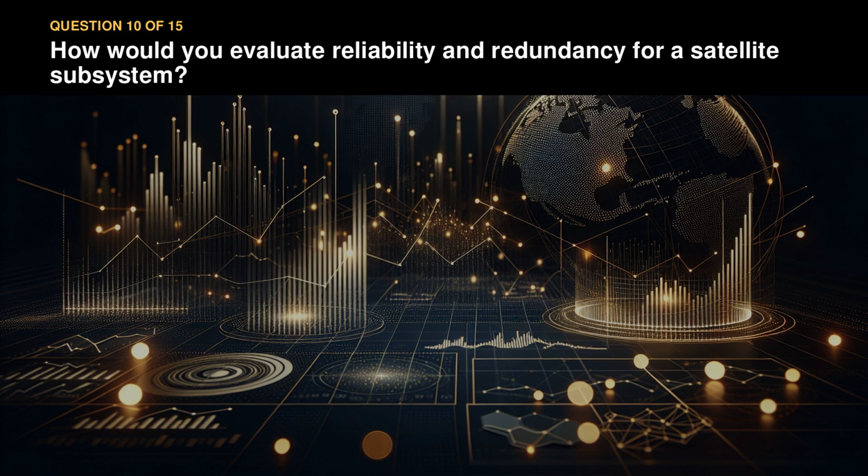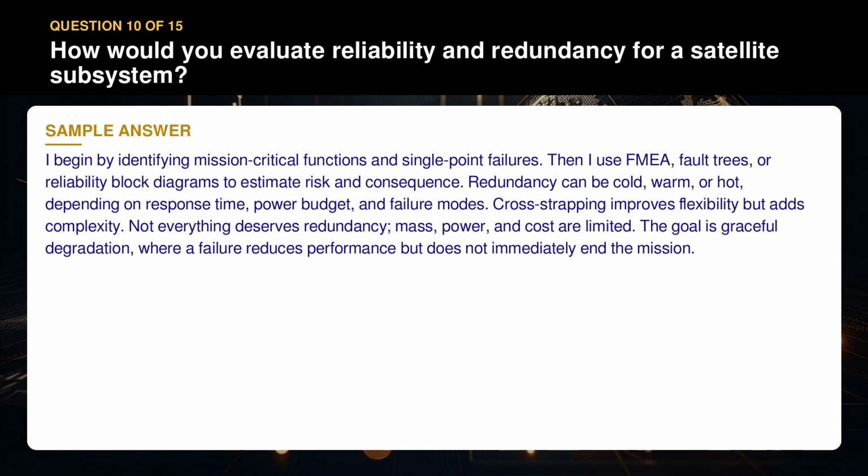Question 10. How would you evaluate reliability and redundancy for a satellite subsystem? I begin by identifying mission-critical functions and single-point failures. Then I use FMEA, fault trees, or reliability block diagrams to estimate risk and consequence. Redundancy can be cold, warm, or hot, depending on response time, power budget, and failure modes. Cross-strapping improves flexibility, but adds complexity. Not everything deserves redundancy. Mass, power, and cost are limited. The goal is graceful degradation, where a failure reduces performance but does not immediately end the mission.